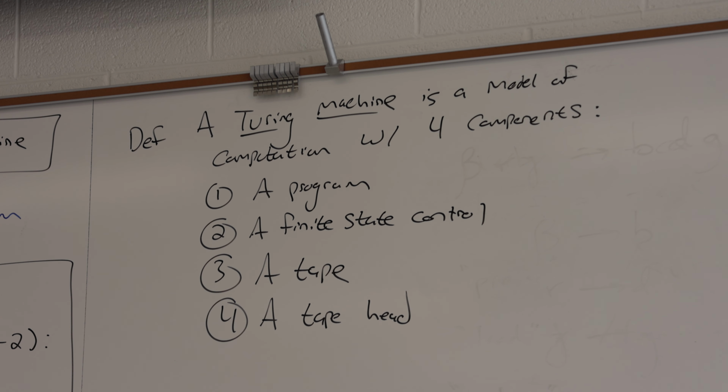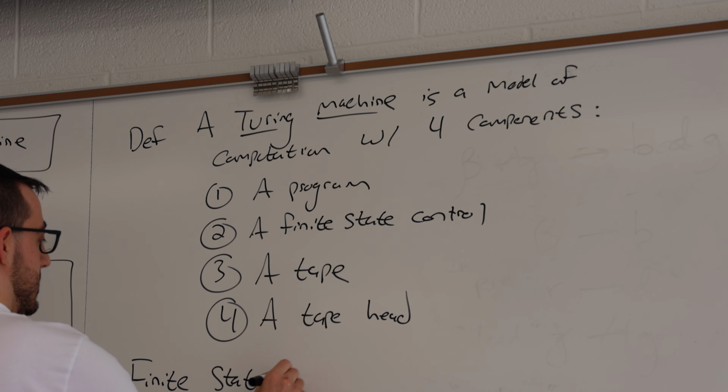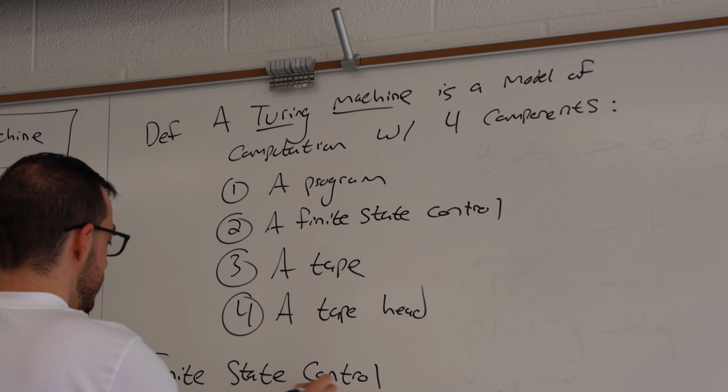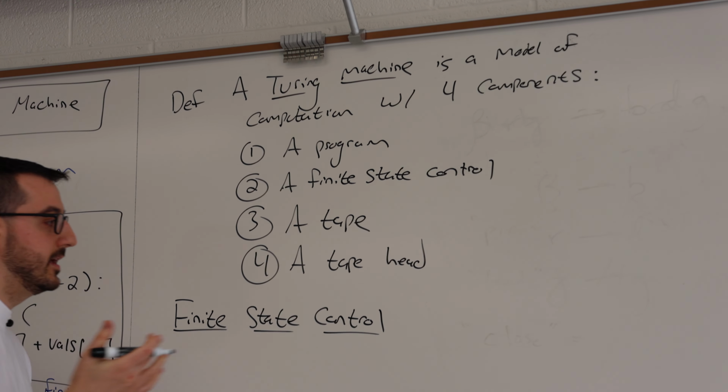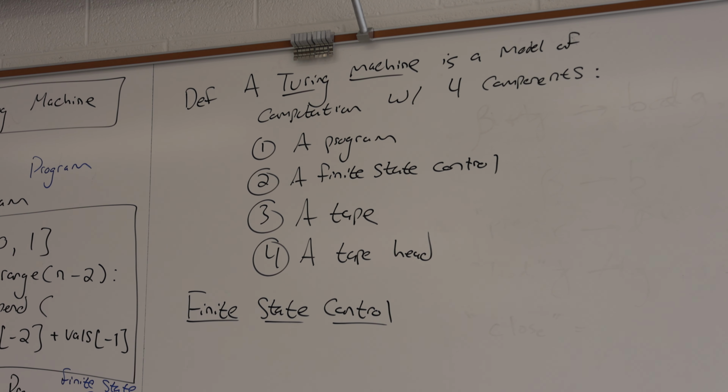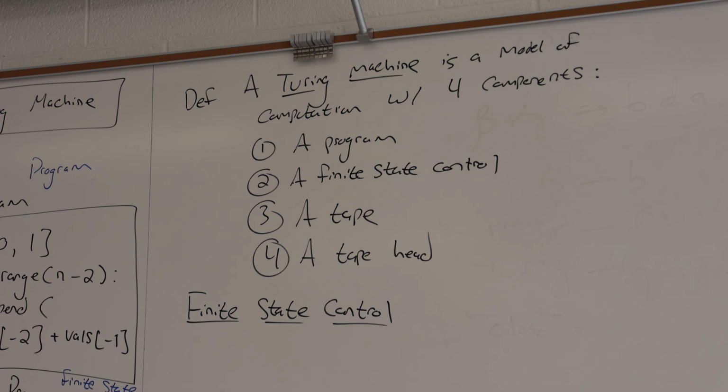Okay. So let's break these down a little bit, and this is where it gets to be a little more abstract, but eventually you'll see it's simple once we do an example. So let's look at first the finite state control. You have to think we're being very abstract now. We're trying to define a model of computing which captures everything that a computer can do.